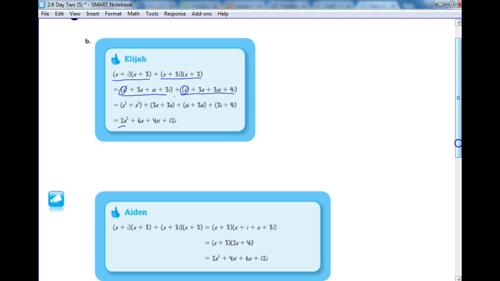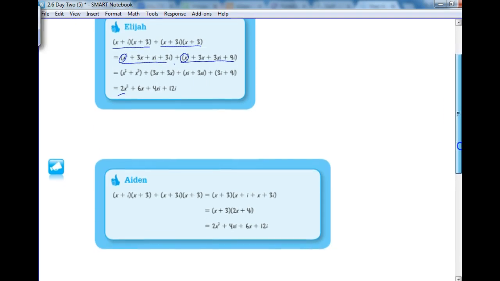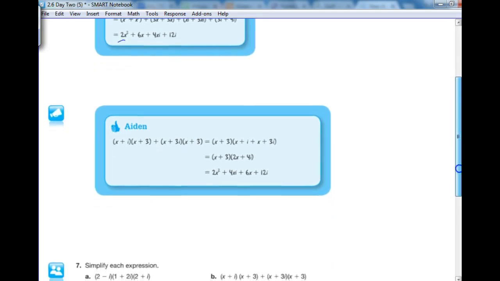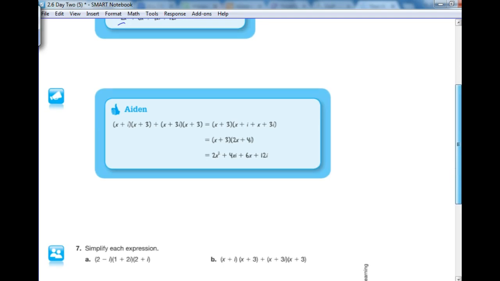Aiden is a sharp tack. Or she. I don't know. Had both. Female and male Aidens.